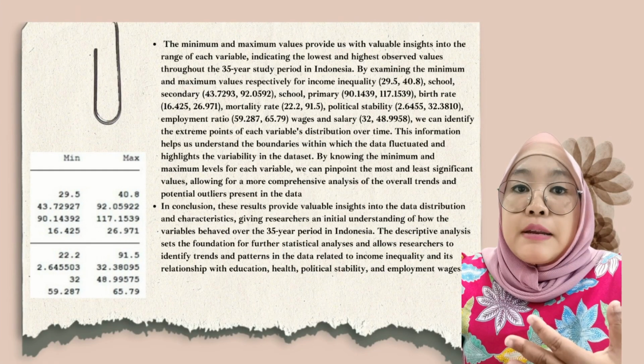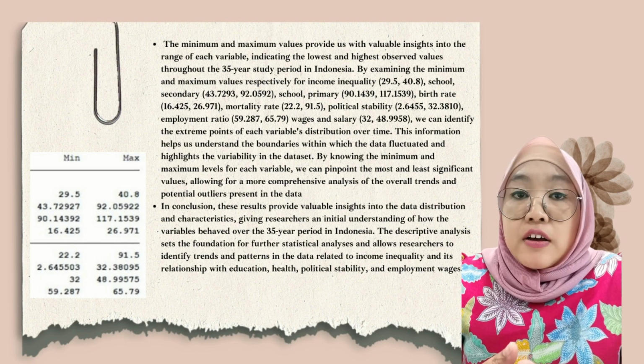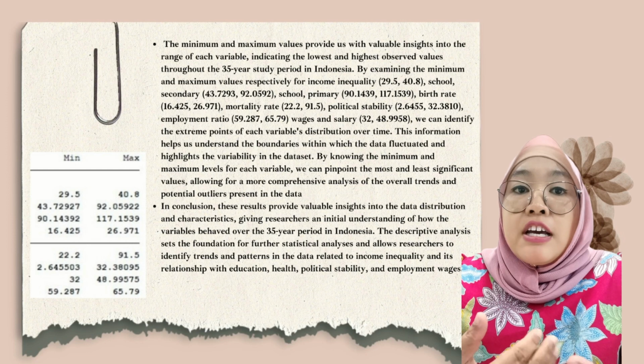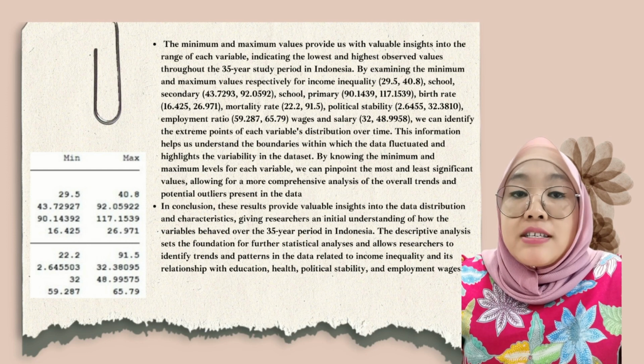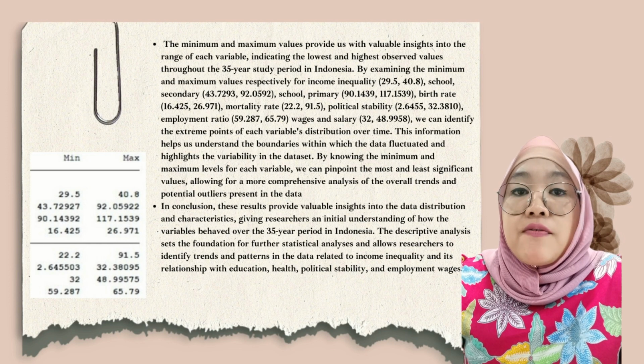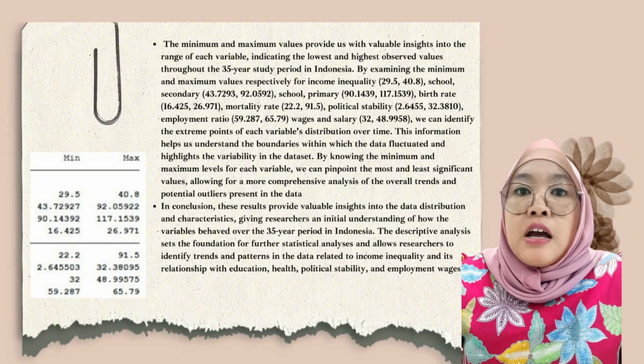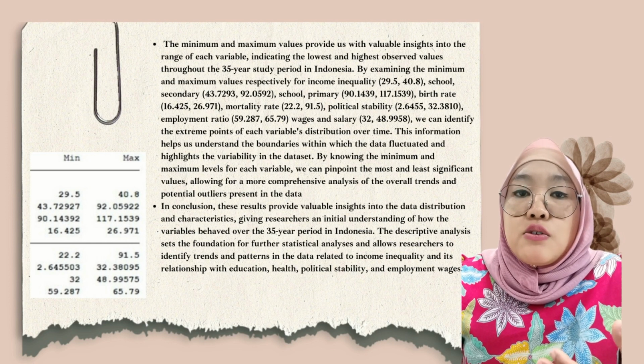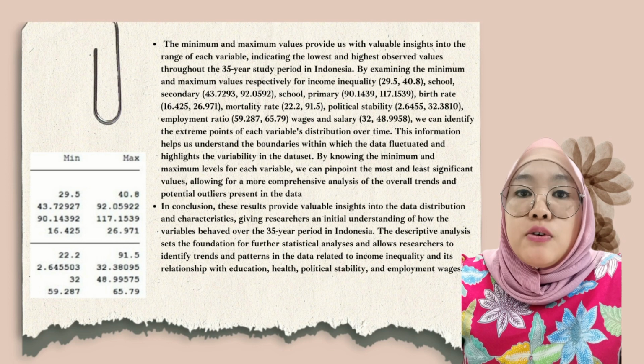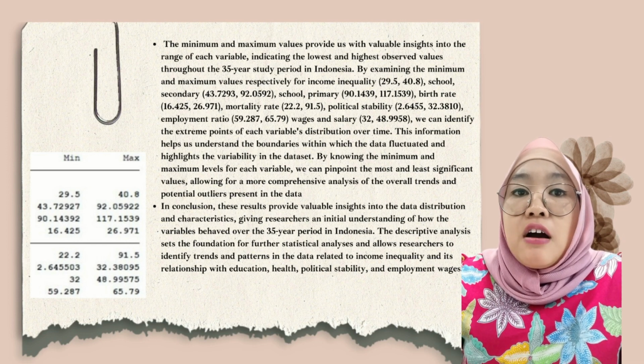Okay, the minimum and maximum values provide us with valuable insight into the range of each variable, indicating the lowest and highest observed value throughout the 35-year study period in Indonesia. By examining the minimum and maximum values respectively for income inequality, for the secondary school, primary school, birth rate, the mortality rate, for the political stability and employment ratio, wages and salary, we can identify the extreme points of each variable's distribution over time.